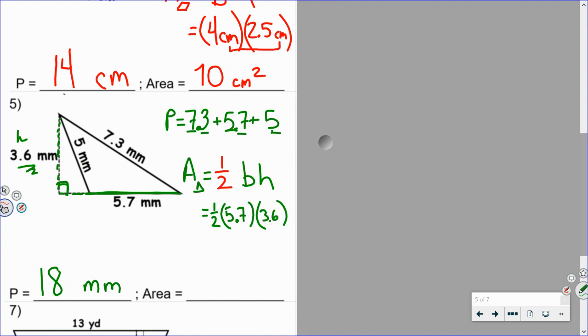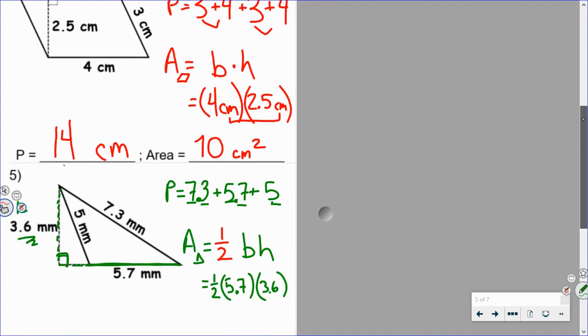So I'll go to my trusty calculator. You can use Desmos if you wish. Multiply 1/2 times 5 and 7/10 times 3 and 6/10. Final area of 10 and 26 hundredths, and now we're talking square millimeters.